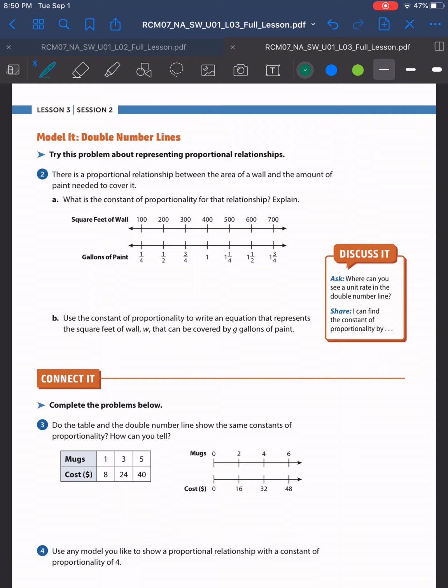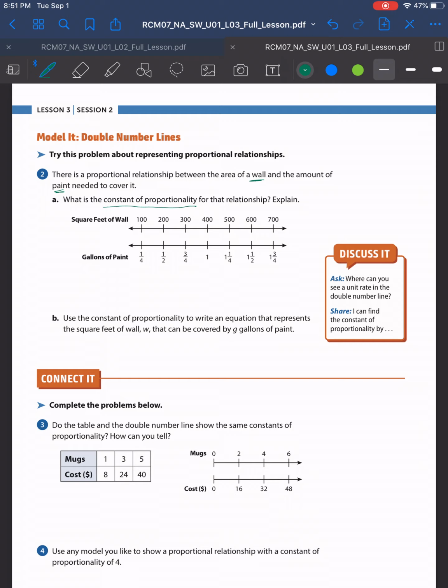Okay, model it. Double the number line. So this model it is just showing you how you could have solved this problem instead using a number line, except I think they gave you some different numbers. Okay, so they're using a whole different example. Let's go ahead and do this one. There is a proportional relationship between the area of a wall and the amount of paint needed to cover it. What is the constant of proportionality for that relationship?